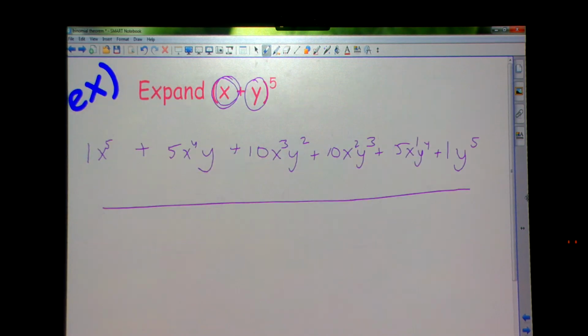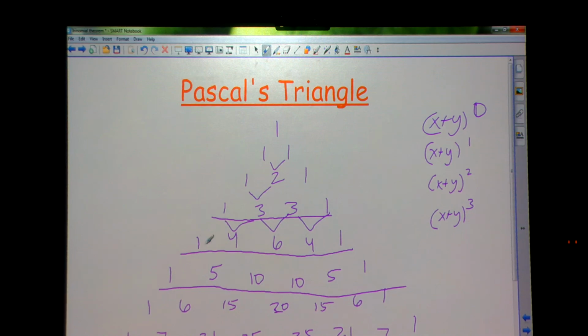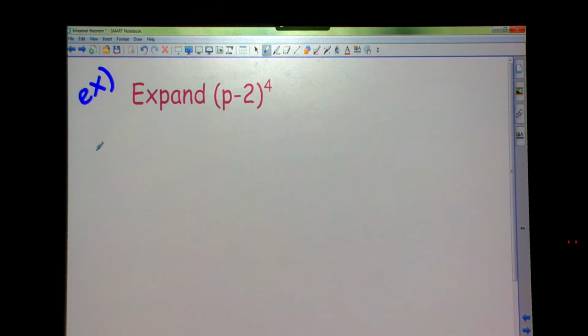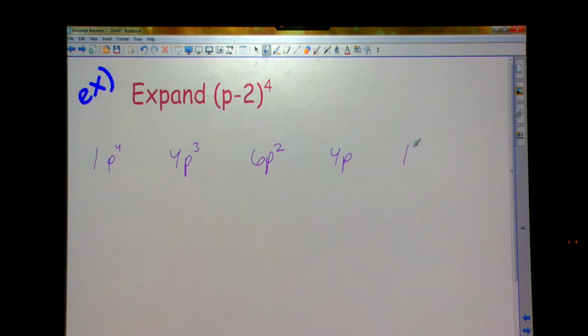So if I go back to my triangle, here are my 4th power coefficients: 1, 4, 6, 4, 1. So p to the 4th, p cubed, p squared, p, nothing. Go backwards, now this is negative 2: negative 2 to the 4th, negative 2 cubed, negative 2 squared, negative 2. Put pluses between all of them because the binomial theorem is for plus expansion. So you can think of that as p plus negative 2. So I have p to the 4th.